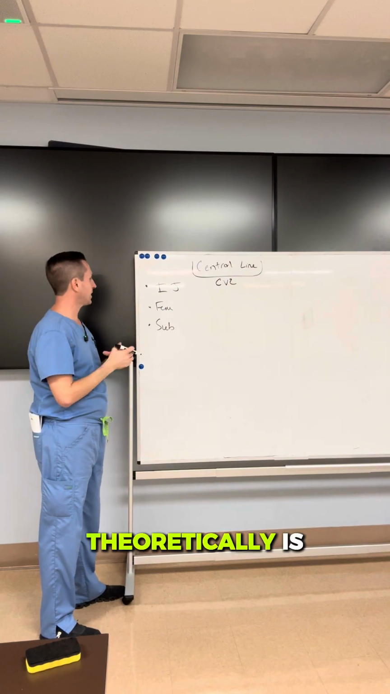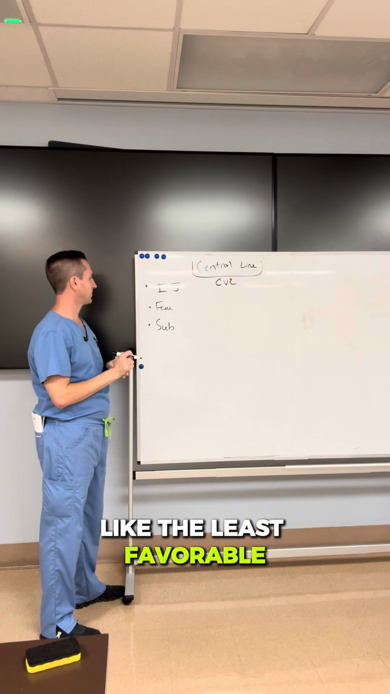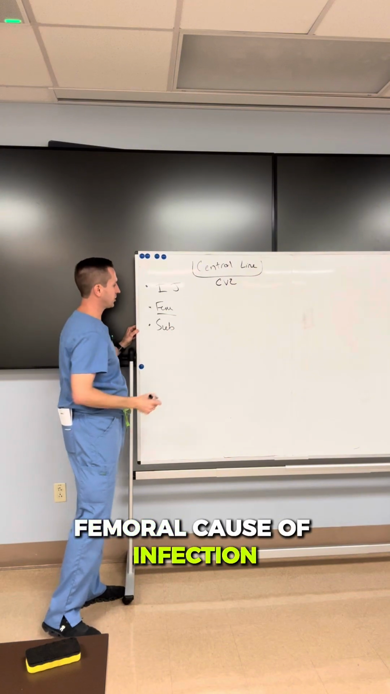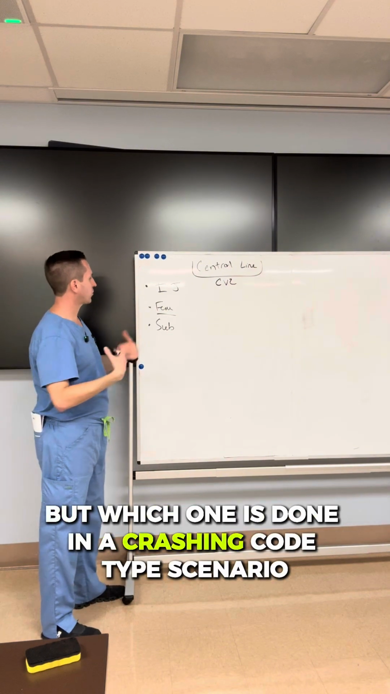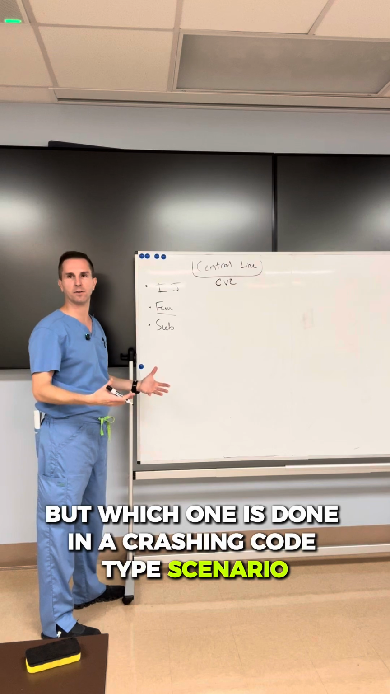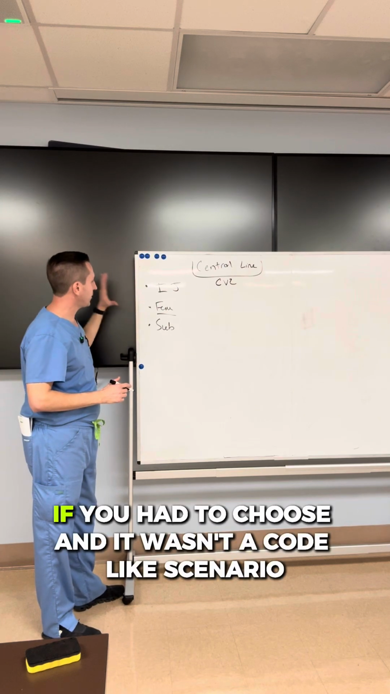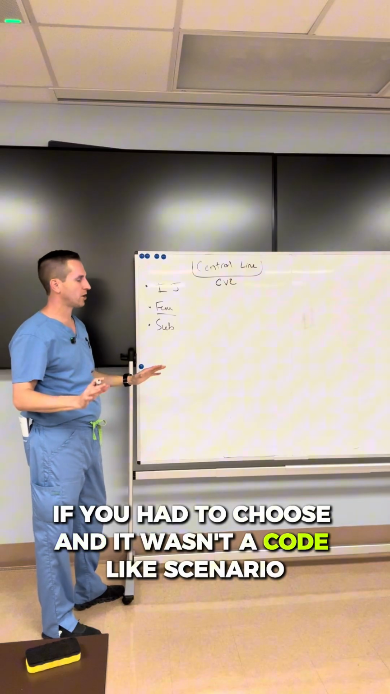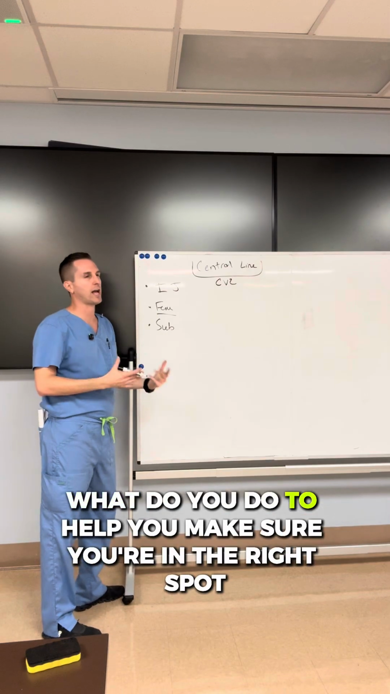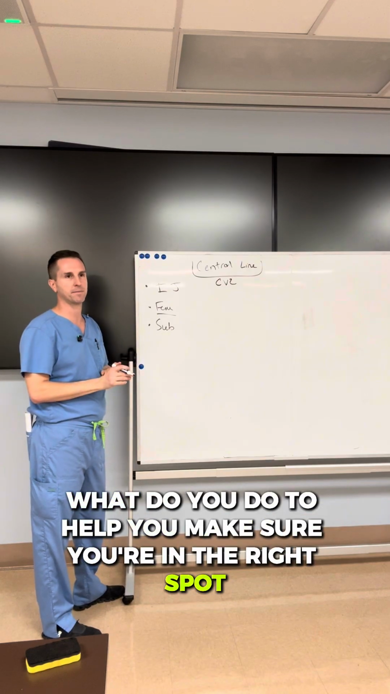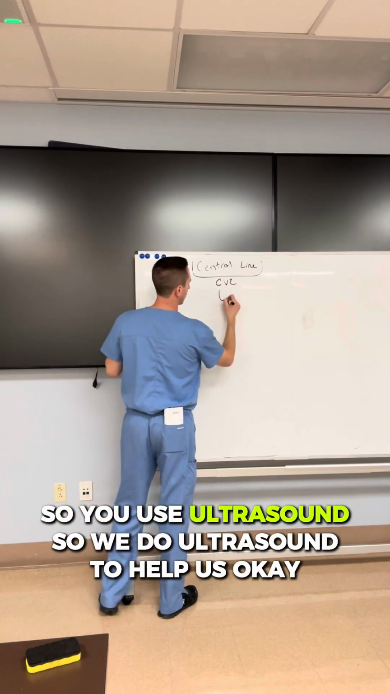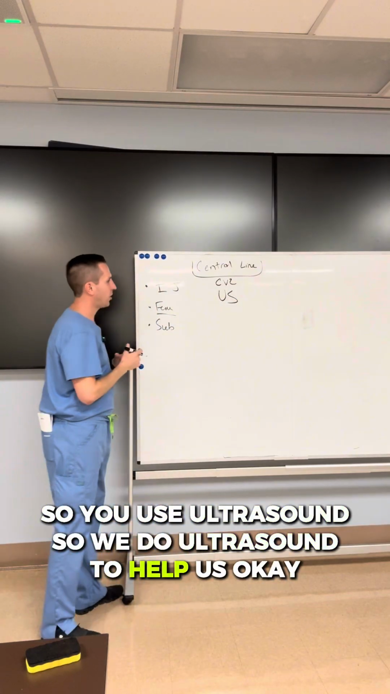Which one theoretically is the least favorable? Femoral, because of infection. But which one is done in a crashing code type scenario? Femoral, okay. If you had to choose and it wasn't a code-like scenario, what do you do to make sure you're in the right spot? Ultrasound. Yeah, so we use ultrasound to help us, okay?